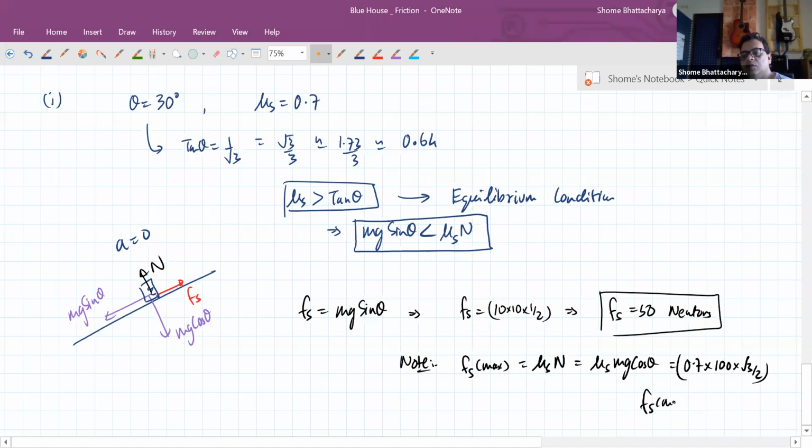So maximum friction available is more than 50 newtons, but that much friction will not be acting. Only 50 newtons will be acting, because what is friction's job here? It is to block the mg sine theta. It should not exceed mg sine theta, because otherwise the block would be accelerating in the upward direction. So the amount of friction acting in the first case will only be this much, even though the maximum friction available is up to this much. And obviously it will be in equilibrium, so the acceleration will be zero.